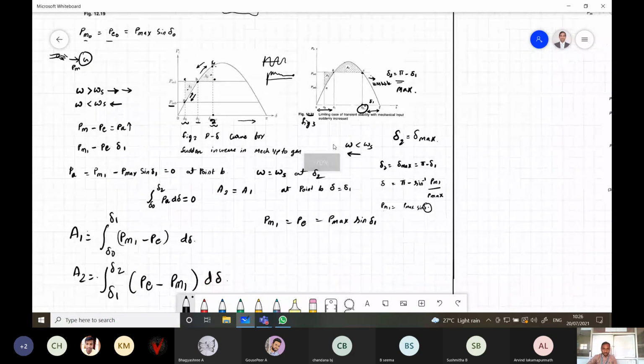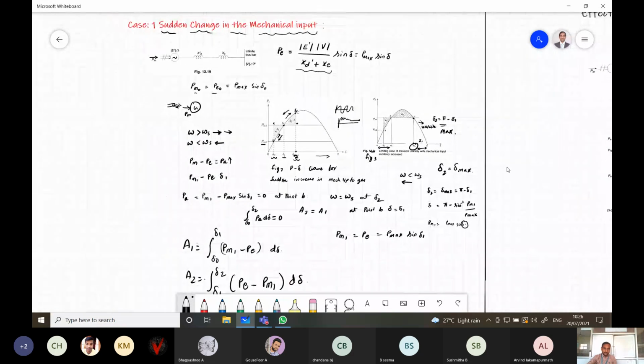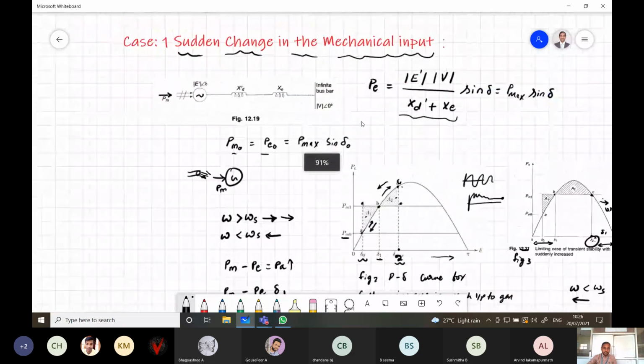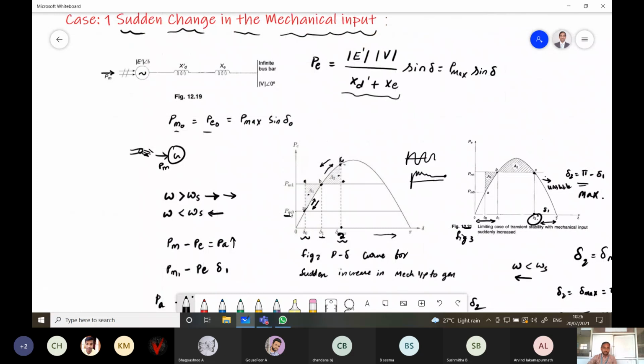Have you got this point? Because of the mechanical input changing in the system from Pm0 to Pm1, the operating point will shift from point A to point B, and then delta 1 increases to delta 2, going to the point C. After that it will be decelerating, and the operating point traverses in the opposite direction, so it will continuously oscillate. So when both A1 and A2 are equal, the system will be stable.